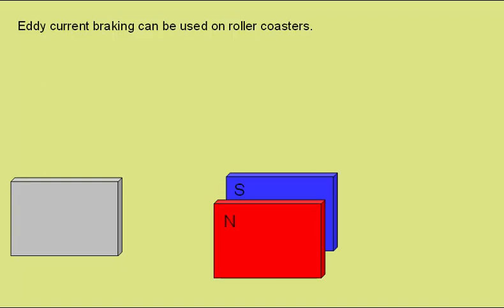Eddy current or induction braking can be used on roller coasters. Here we have a block of aluminium which would be attached to a moving part, one of the cars in the roller coaster, and here a pair of permanent magnets which will be attached to the frame.